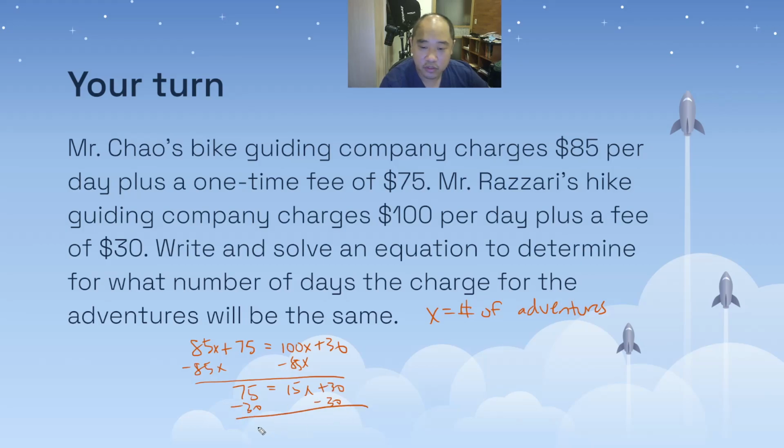Subtract by 30. 45 equals 15x. Divide both sides by 15. Can you see that? Yeah. X equals 3. 3 adventures. 3 adventures would be the same price.